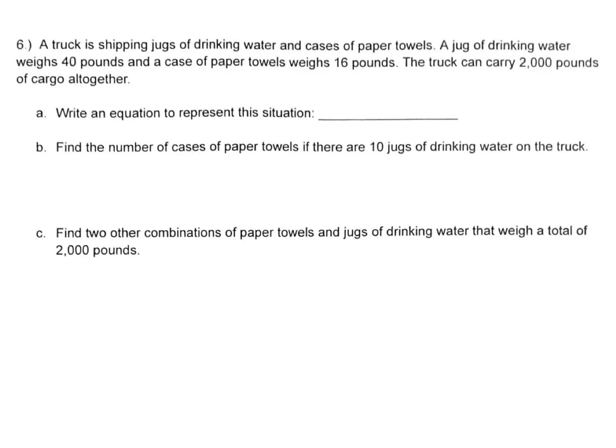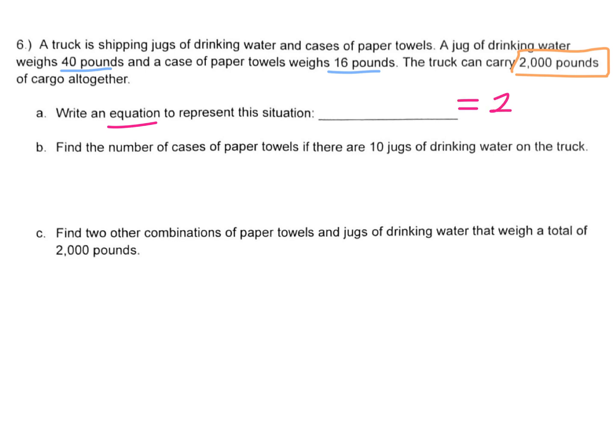In question 6, a truck is shipping jugs of drinking water and cases of paper towels. A jug of drinking water weighs 40 pounds, and a case of paper towels weighs 16 pounds. A truck can carry 2,000 pounds of cargo altogether. Write an equation to represent the situation.